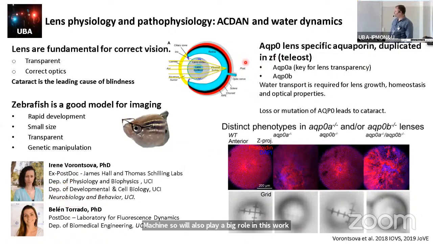But let me tell you a little bit more about what the interest of Irene was. Irene was studying these proteins, aquaporin 0, in the lens. These are specific aquaporins for the lens.